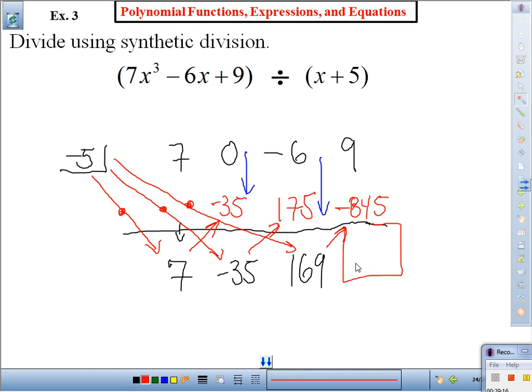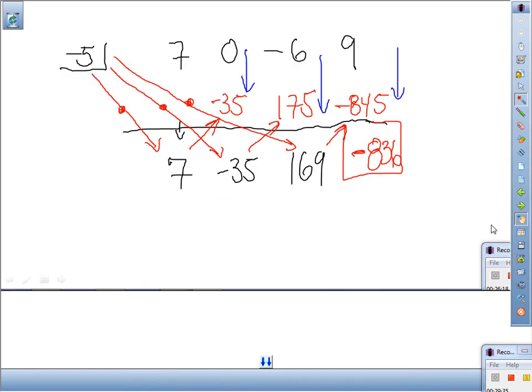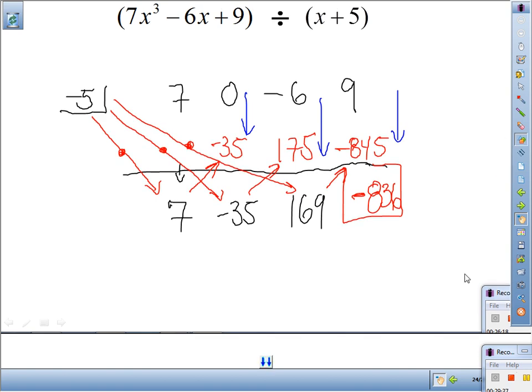So what is my remainder? Negative, because I need to combine this, right? Negative 836. All right? You're like, what did you just do, Mr. Q? I don't understand. Well, let me show you.